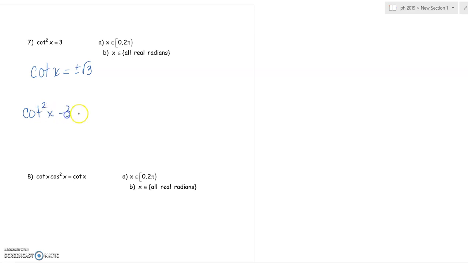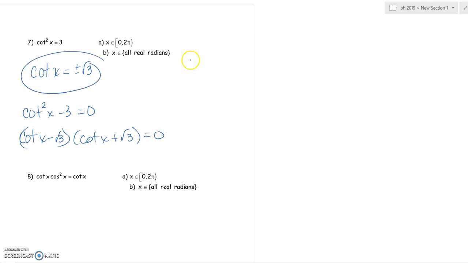Some people like to factor. I think it helps to get 0 on one side of the equation, and then you could have factored this. And you get the same answer, that the cotangent of x is positive or negative root 3. So we have answers in all 4 quadrants. The cosine is root 3 over 2. The sine is 1/2, right?